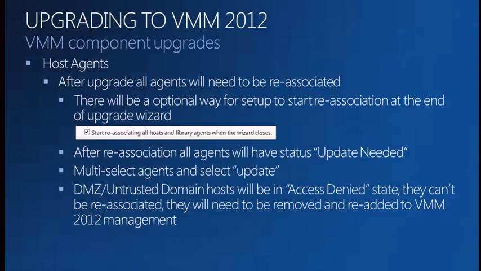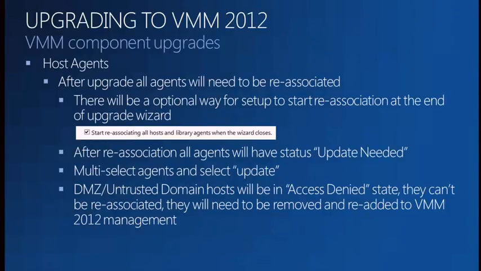And when you do that, all your host agents will show update needed. So in a column, you will see all the host agents require update needed. You will have an option to multi-select all the hosts, right-click and do update agent, and all the hosts will now have newer VMM 2012 agents on those boxes.